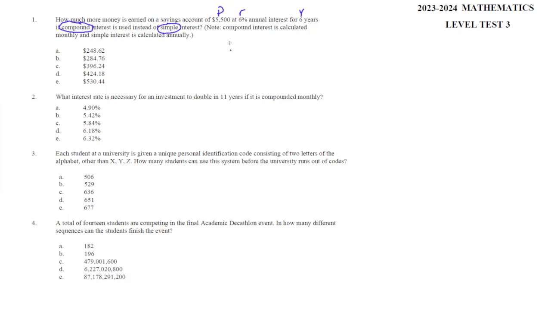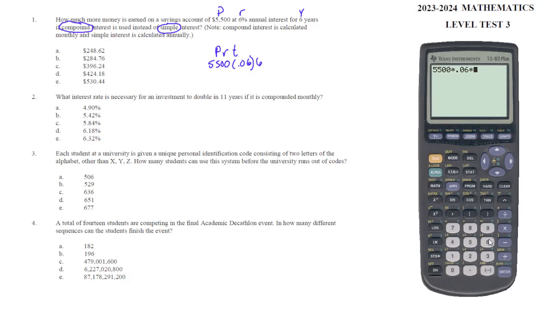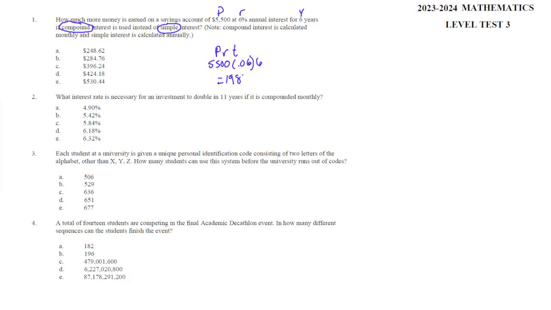So let's do simple interest first, because simple interest is you just take the P times the R times the T, in this case 6 years. So that is $5,500 times 0.06 times 6. Punch that into the calculator. 5,500 times 0.06 times 6 is 1980. So we get $1,980 in interest.